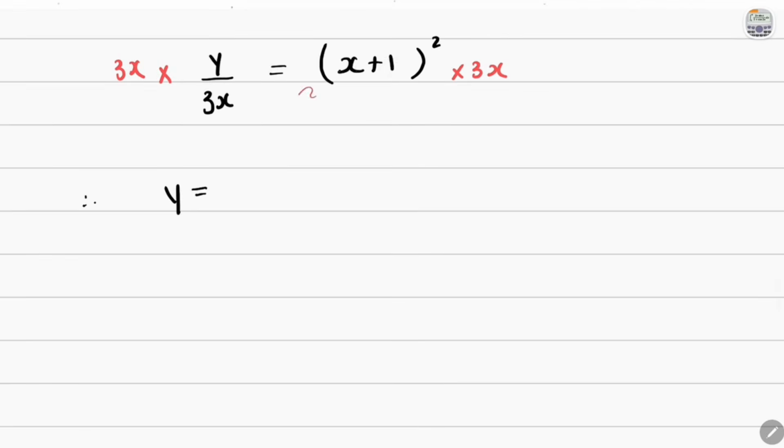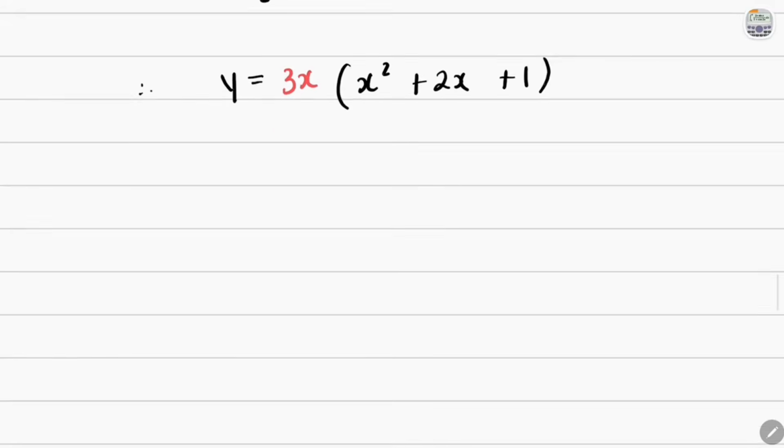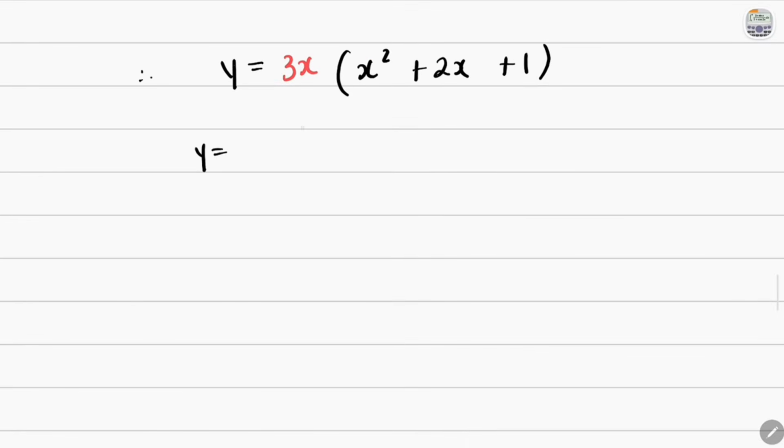We still have the 3x in front, of course. So this is 3x. And then here, the x gets squared and becomes x squared. The last term gets squared and becomes a positive 1. First term times second term is x. And then you just double it. So multiply by 2, which is positive 2x. Okay, and this is what we have. And we can distribute in, and then we can just derive the function. Okay, so y equals, and this multiplies in to become 3x cubed. And then positive 6x squared and positive 3x.